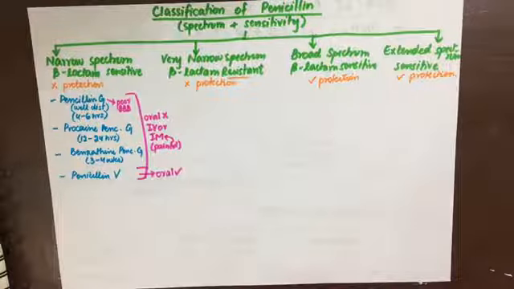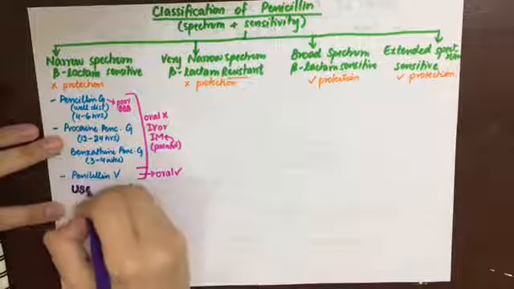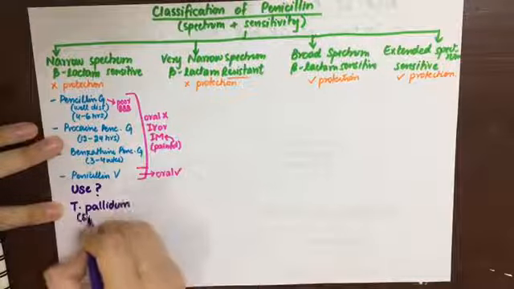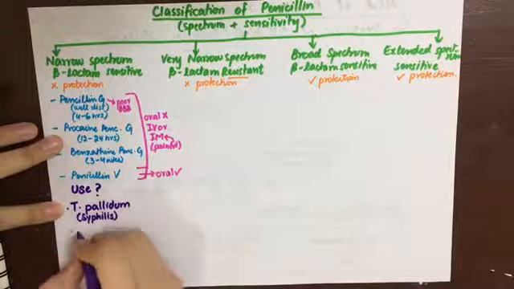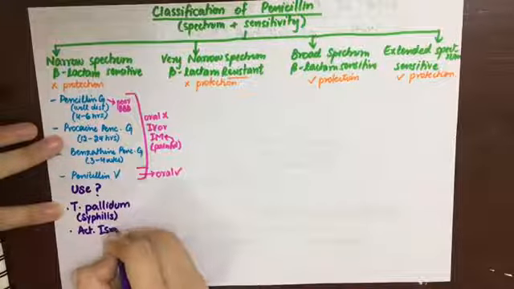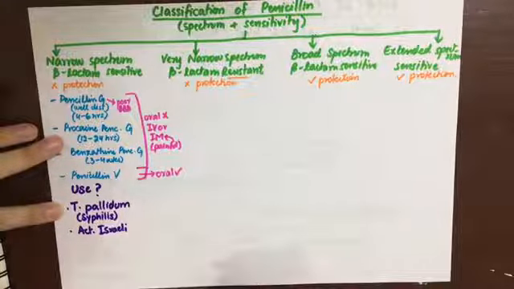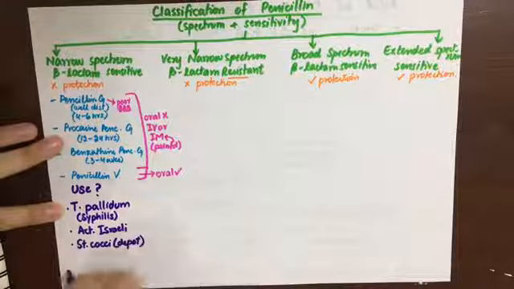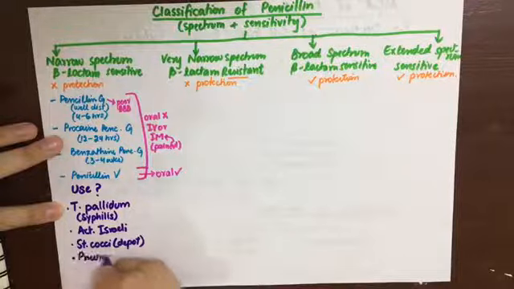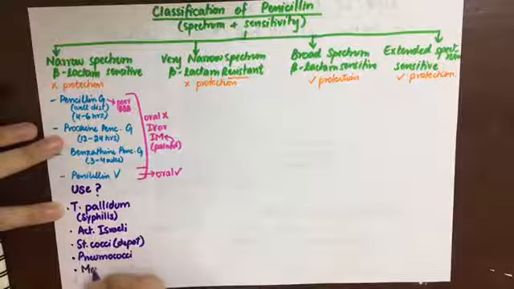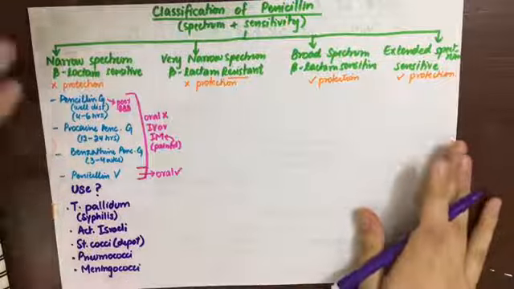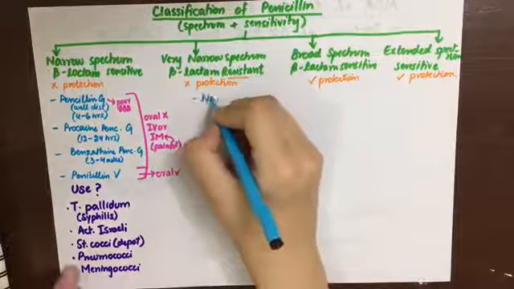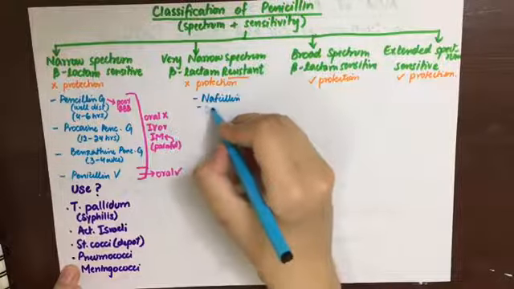Regarding the use of these natural narrow spectrum antibiotics, remember one thing, that one bacteria that is still susceptible to this natural penicillin is Treponema pallidum, the cause of syphilis. Also, Actinomyces israelii, that causes jaw infections, is also susceptible, and we can use a penicillin in depot form, that is the benzathine penicillin, for streptococcal infections as well in some cases, and pneumococci and meningococci are also somehow susceptible.